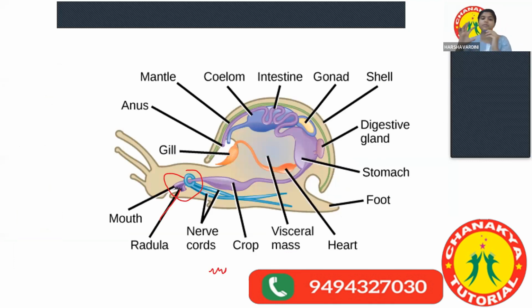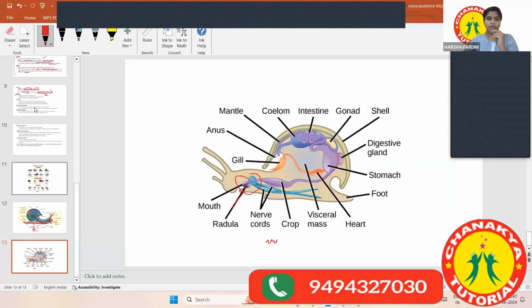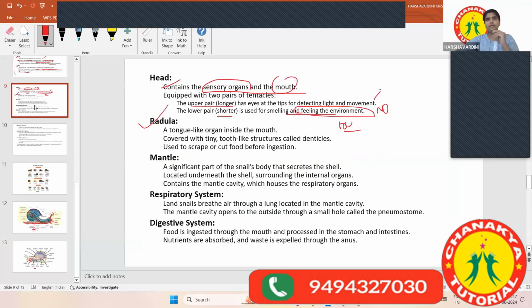They help them to crunch the food, same as our teeth help us to crunch the food. Here you should not say teeth, you should say denticles, covered with tiny denticles. They are a tongue-like organ inside the mouth. Okay. Now going to the mantle.